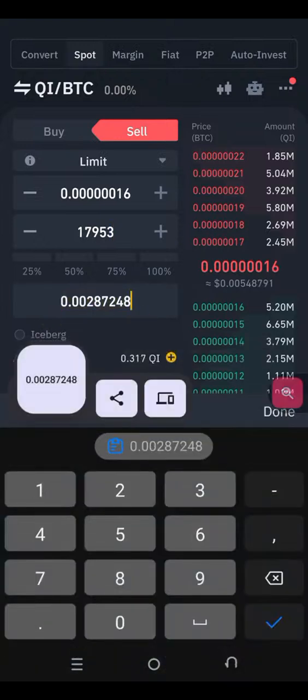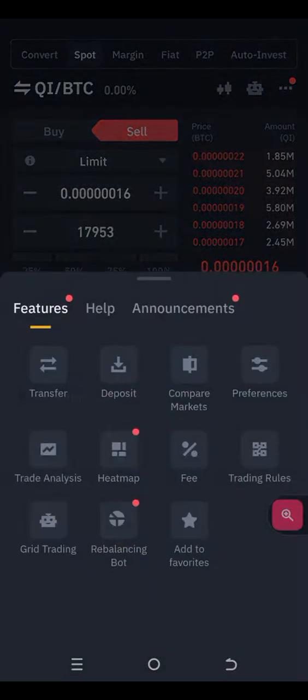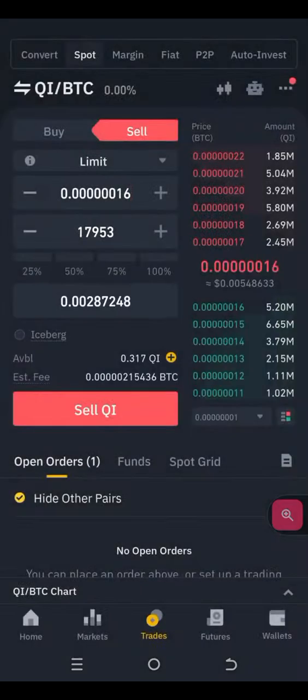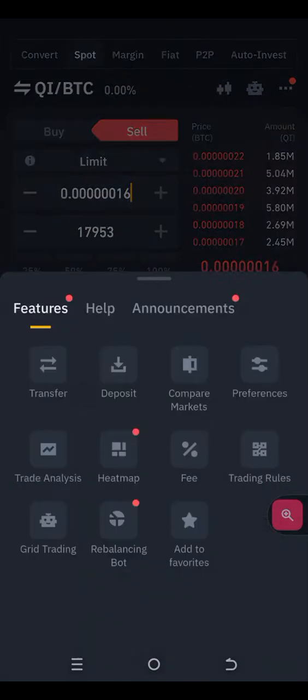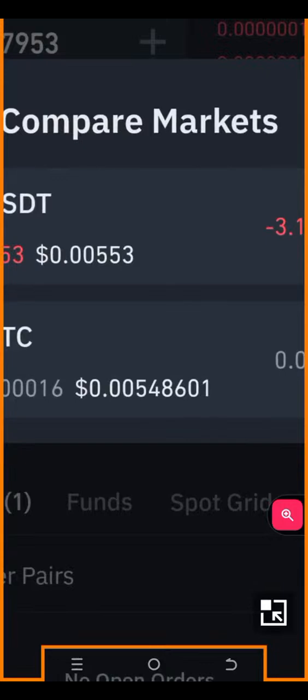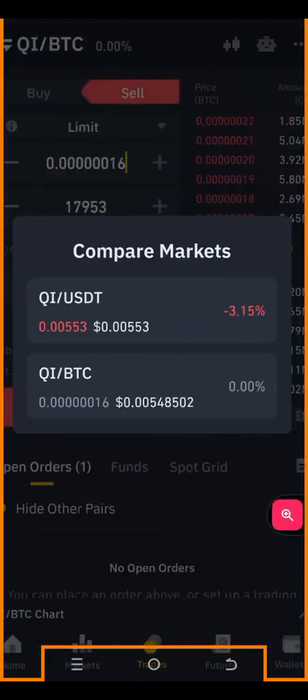But go to the compare markets. Let's see what has happened. Oh, I told you. See it now. 548. Can you see that the price now in QI BTC is lower than USDT? Let me look at that again one more time. Just right now, the price has changed. It was supposed to be 5.8. Now it's 5.48. I tell you, you can't make money with this.